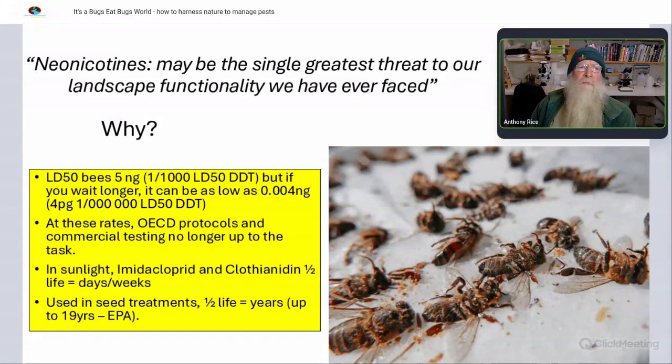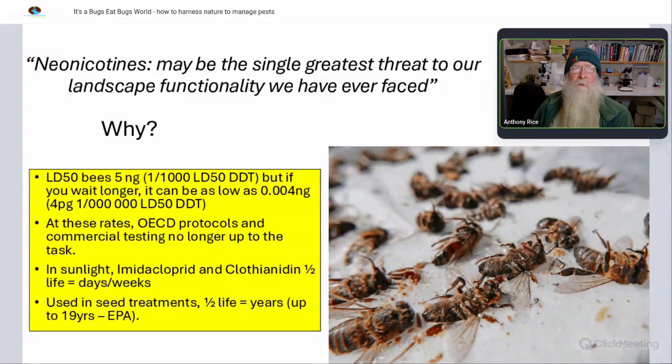So neonicotinoids have been described as maybe the single greatest threat to our landscape functionality we have ever faced. Now, why would somebody say that? Probably the main reason driving this spotlight on neonicotinoids at the moment is how toxic they are, how toxic they are at such low levels. So the LD50, an LD50 is the lethal dose to kill 50% of a population of your test animals, whatever it is you're testing the toxicity on. The LD50 for bees is 5 nanograms. Now this is 1,000th the LD50 for bees for DDT.